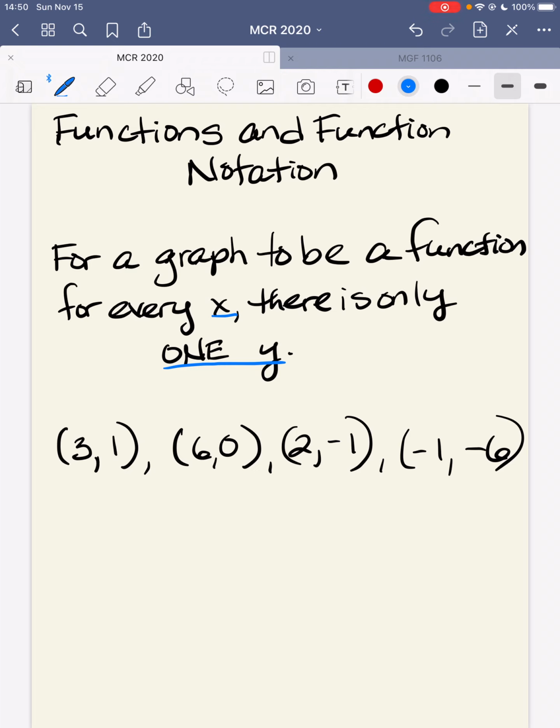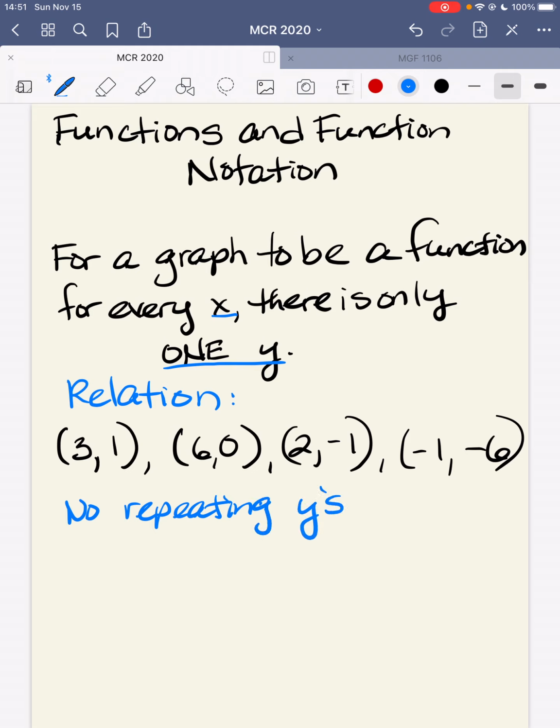So below I have a series of ordered pairs of points, right? And any series of points like this is something we're going to call a relation, because they're just a bunch of points, right? And so with this relation, I want to see if for every x there is only one y. So we don't want repeating y's.